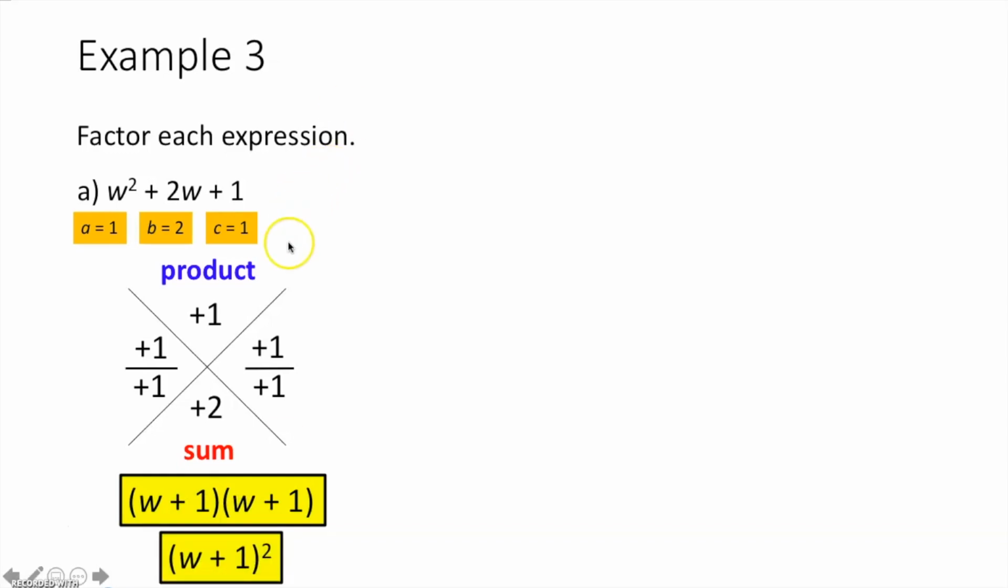Exactly the same as what we got in our shortcut. Now in part B, again, first thing you always check, is there a greatest common factor you can take out? No. And then you look at this more closely. Well, this actually looks like it might be a perfect square trinomial.